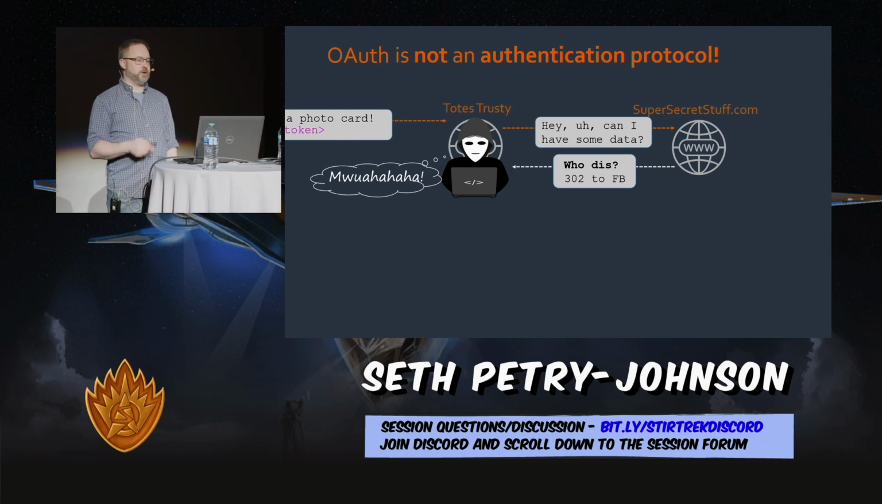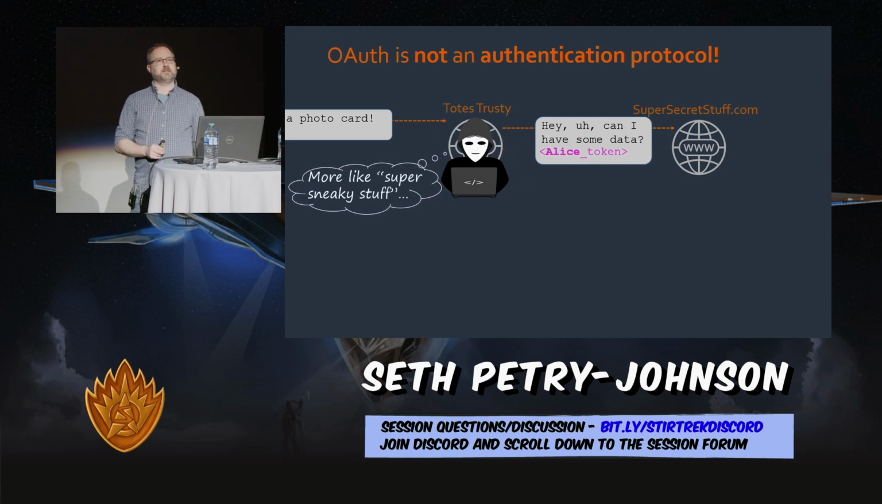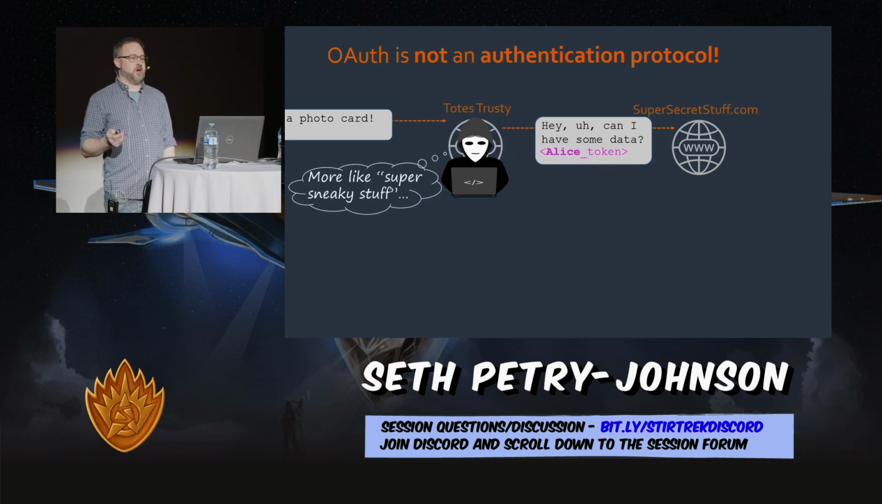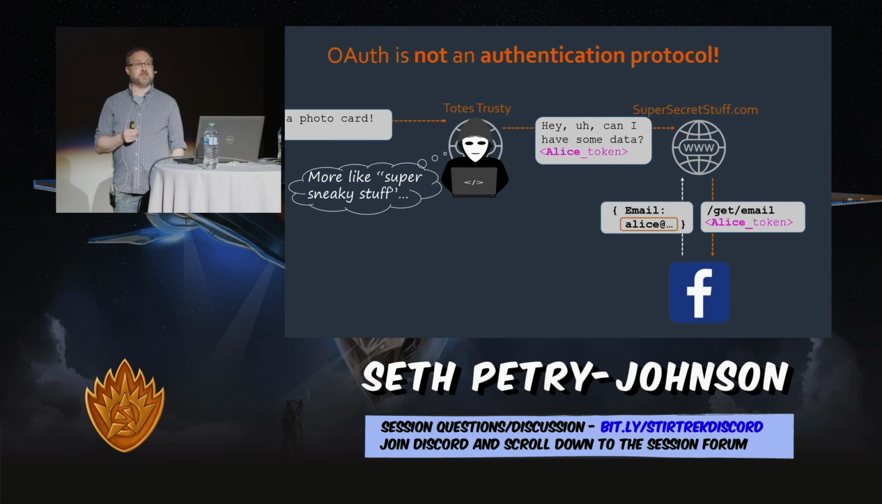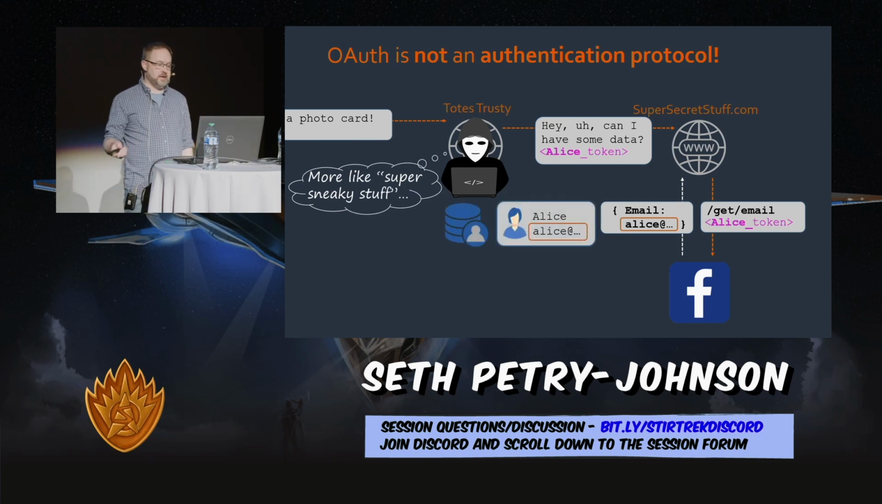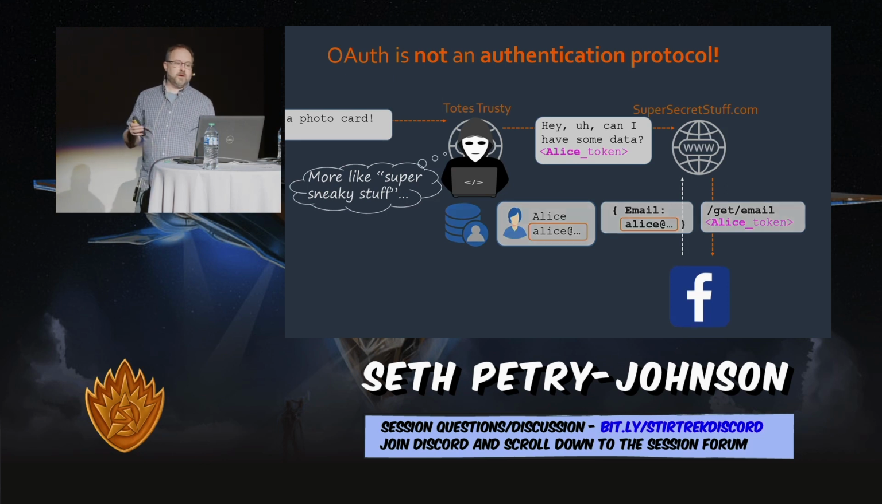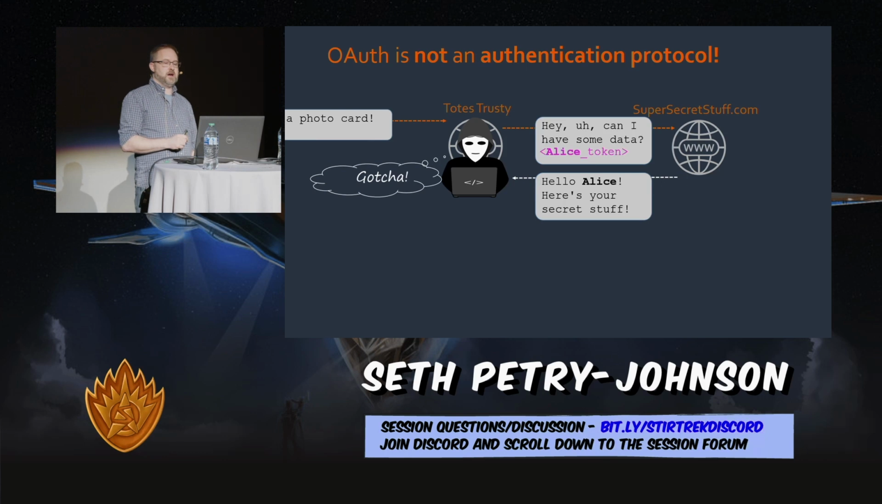But instead of going through that Facebook auth process, TTF reuses the access token they got from Alice. So as a result, when supersecret stuff uses that token to call that Facebook API, they get Alice's email address again. And let's say that Alice happens to have an account in supersecret stuff with that same email. If supersecret stuff uses the result of that API to authenticate Alice, they have actually given Totally Trustworthy Photos access to Alice's account at supersecret stuff.